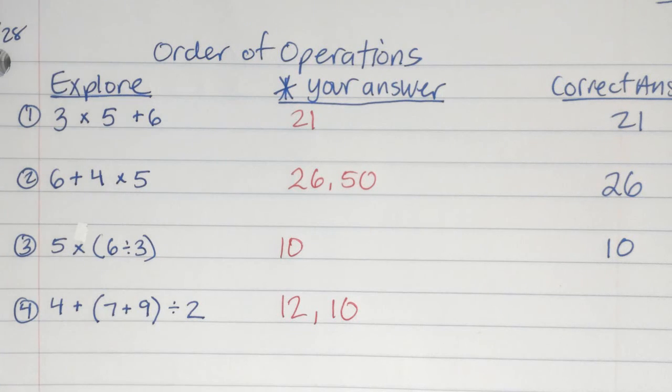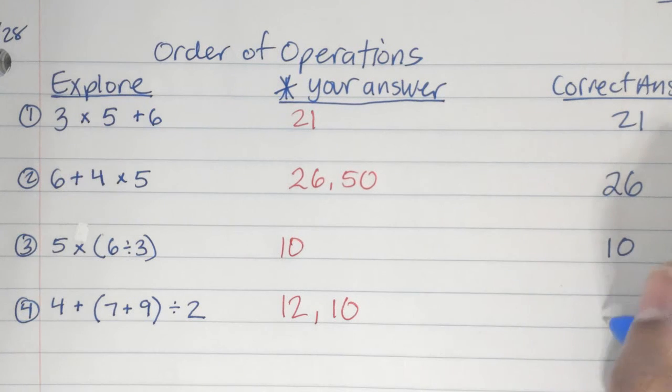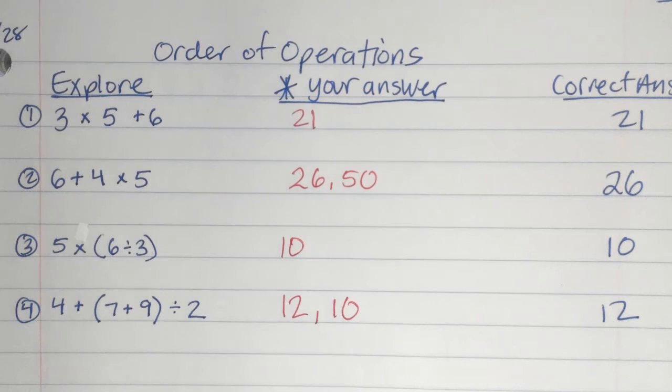And lastly, number 4, it's all I'm going to type out. 4 plus, parentheses, 7 plus 9, parentheses, divided by 2. Notice we get 12. We don't get 10. We get 12. Okay? And you can kind of see that from my screen.